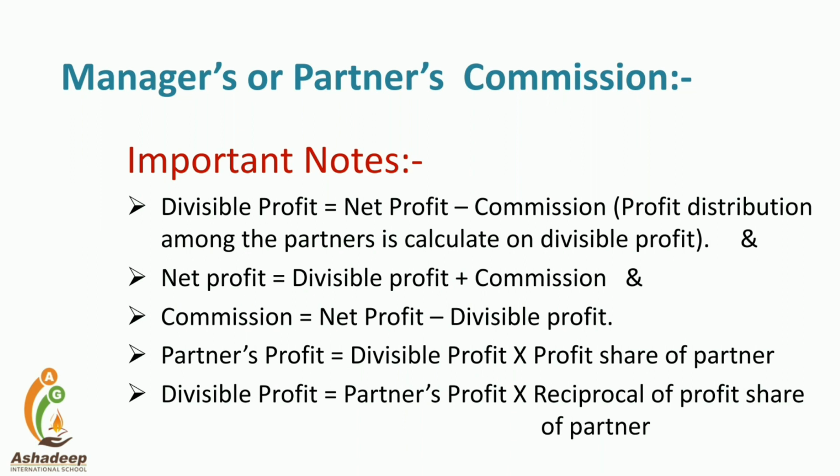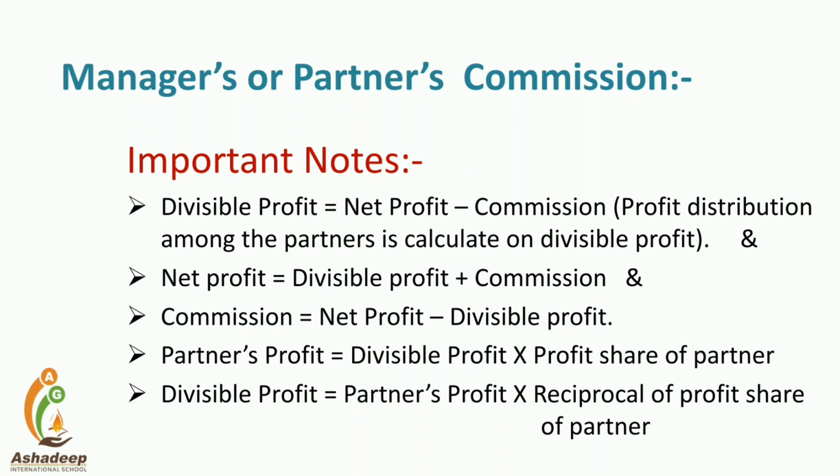The first important point is the formula of divisible profit. Divisible profit is equal to net profit minus commission. Friends, it is very important to know the value of divisible profit because profit distribution among the partners is calculated on divisible profit. The second formula is of net profit. Net profit is equal to divisible profit plus commission.